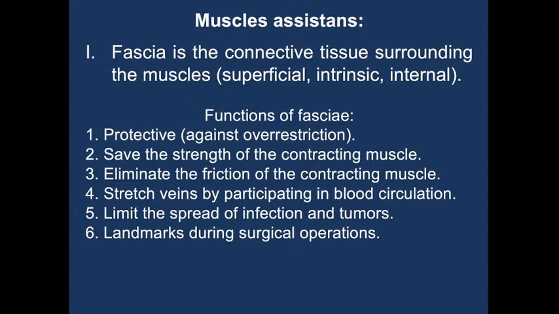And I also share with you muscle assistance. It would be fascia, or you remember that is epimysium. It is a connective tissue that surrounds the muscles. It would be superficial, intrinsic, or internal fascia. It's very popular because fascia is a good helper for muscles. They protect muscles against overrestriction, and they save the strength of the contracting muscles.